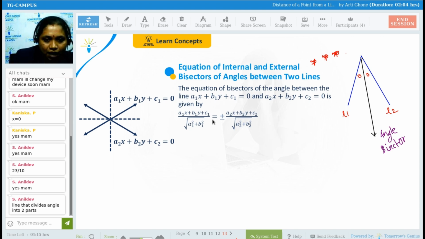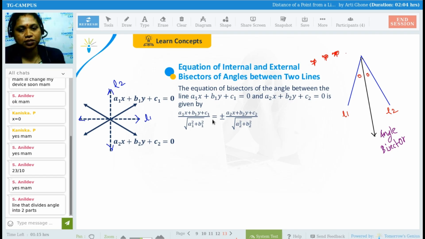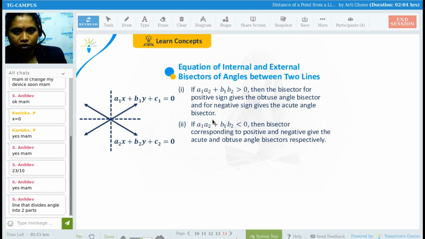Here we are getting the angle bisectors of L1 and L2. Now it can be imagined clearly. Clear? So the dotted lines are the angle bisectors, and two equations are there for the angle bisectors. Now, the equations of internal and external angle bisectors between two lines.